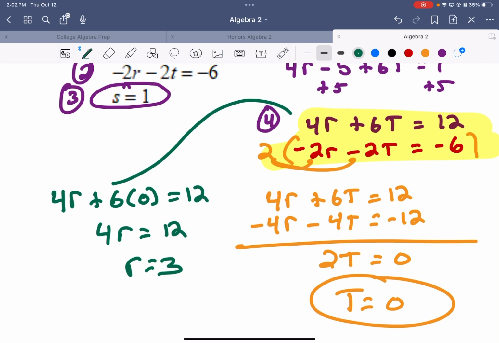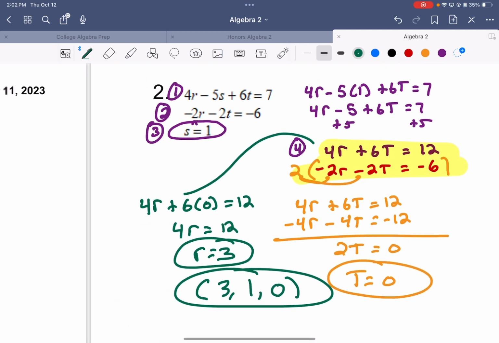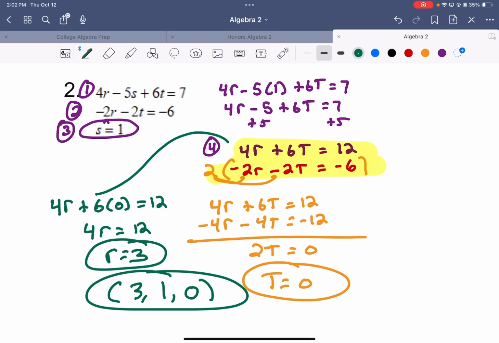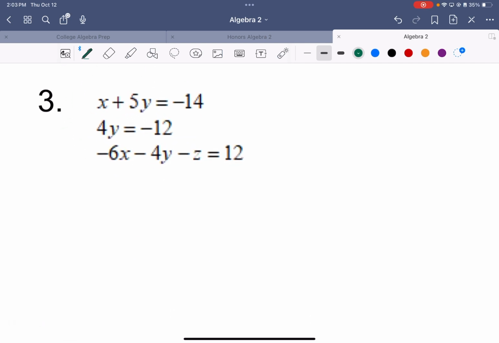4 times what is 12? 3. Alphabetically, R, S, T. R is 3. S is 1, T is 0. That's your solution. That's where those 3 graphs would intersect with each other, or those 3 equations would intersect with each other. Okay. Ready to try another one? You see, substitution is such a powerful tool in mathematics.